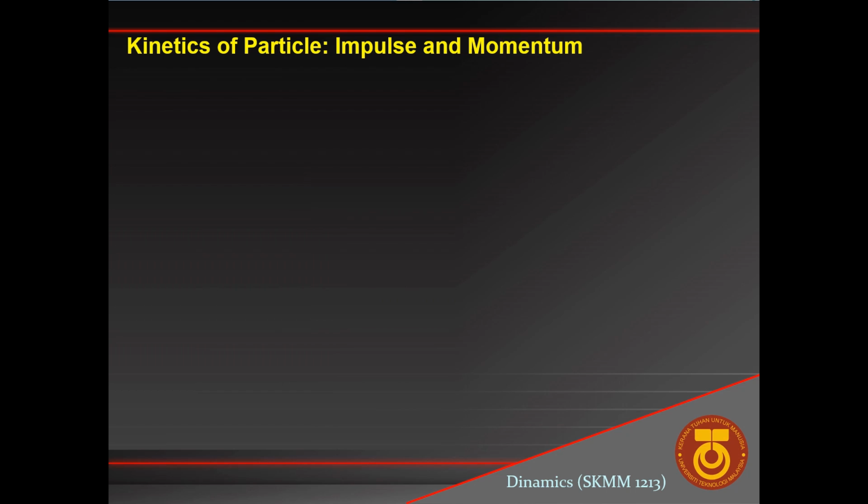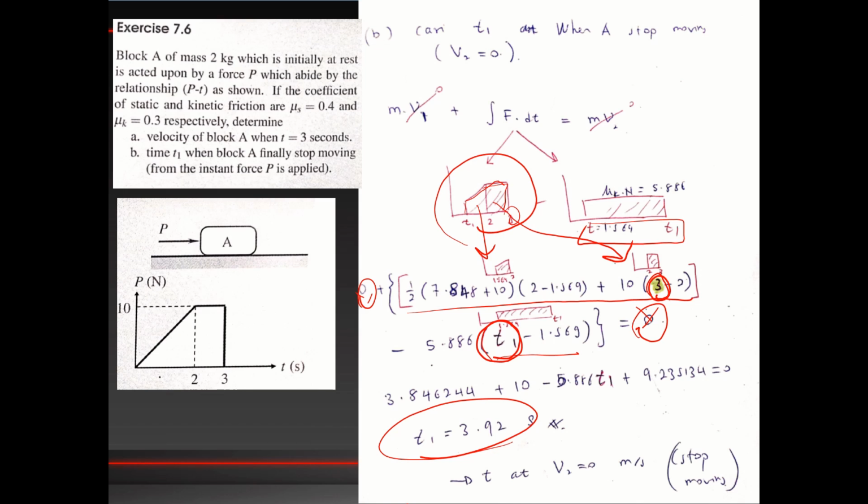So that's all for the impulse momentum. Remember, we use only this equation, mv1 plus impulse equal to mv2, but the impulse itself depends on the graph. In the graph, if there is friction, you put the friction. If the impulse force starts from a small value, from 0, you have to identify at which time the component starts moving, and our calculation will be based on the time where it starts moving to the time where the question asks you to calculate. So that's all for now.